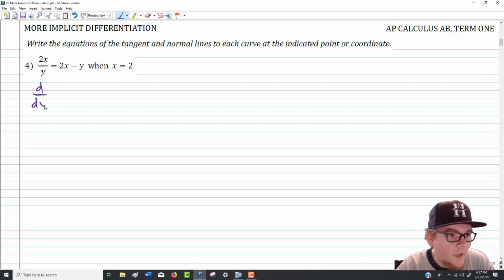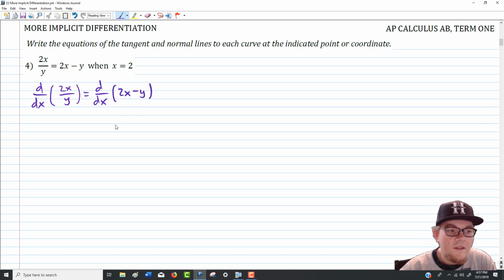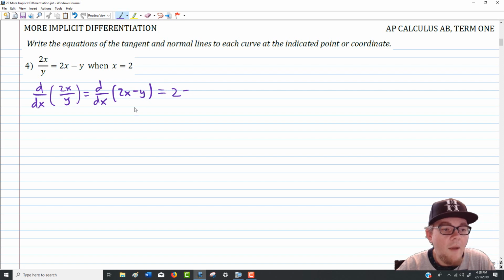So just like before, I'm going to begin by taking the derivative with respect to x of both sides. Now, one of these sides is way easier than the other one. I think you can probably tell that it's going to be the right side. The derivative of 2x with respect to x is 2, and the derivative of y with respect to x is just what we call y prime.